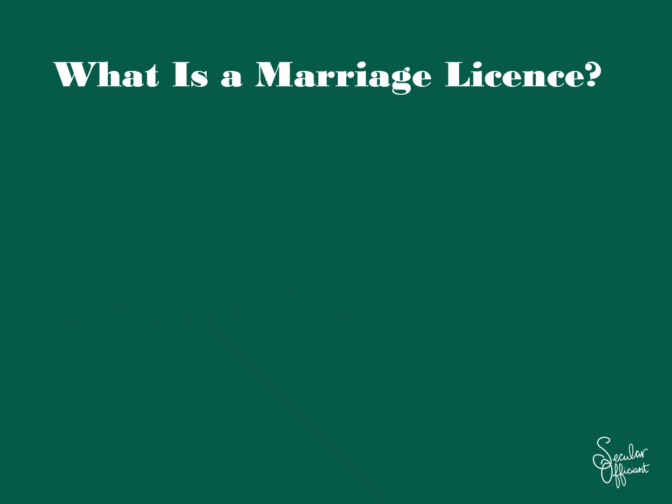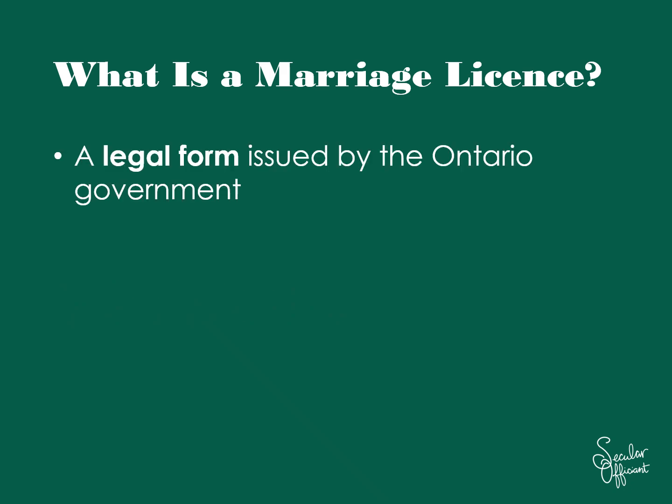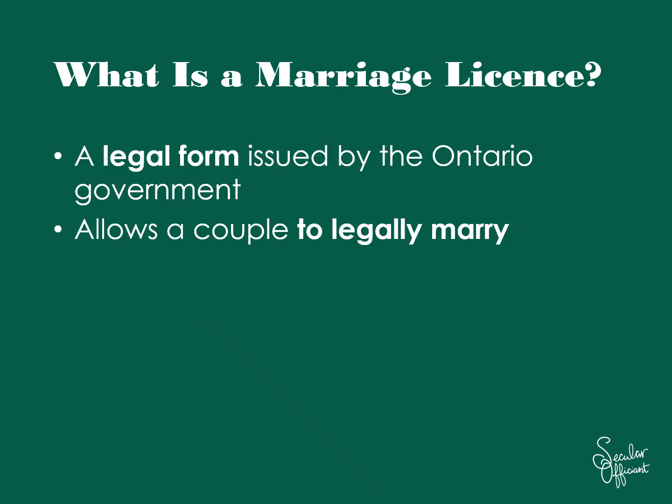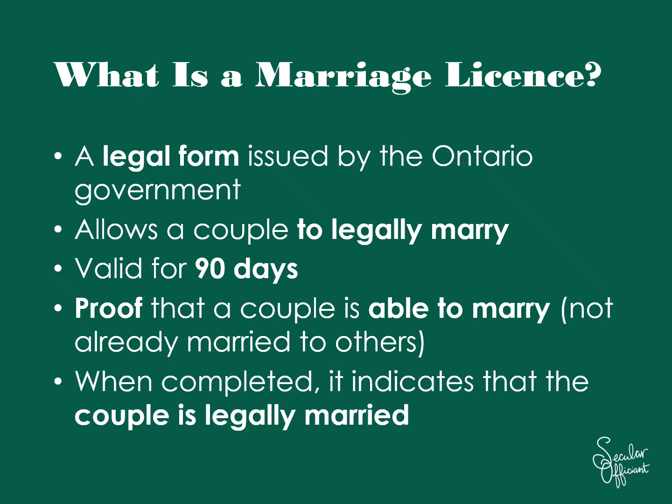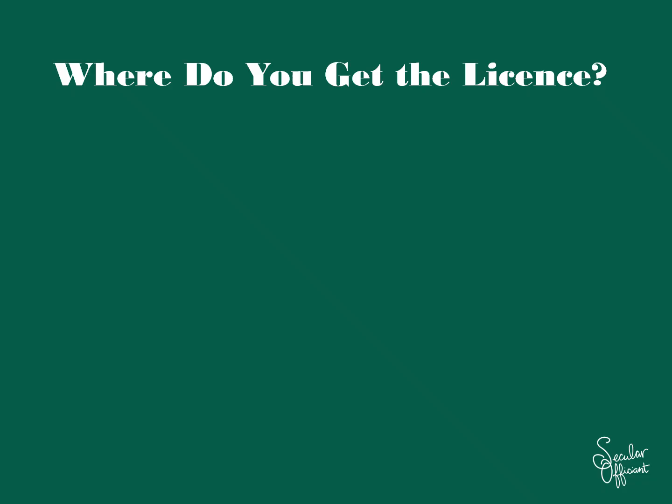What is a marriage license? It is a legal form issued by the Ontario government. It allows a couple to legally marry in Ontario. It is valid for only 90 days. The marriage license provides proof that a couple is able to marry, meaning that the individuals are not already married to others. When the marriage license is completed and returned to the government, it indicates that the couple is legally married.